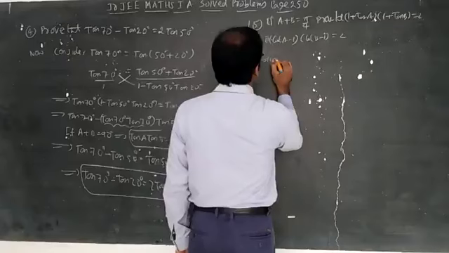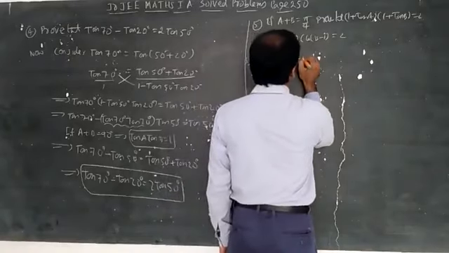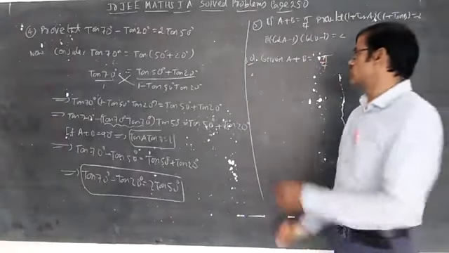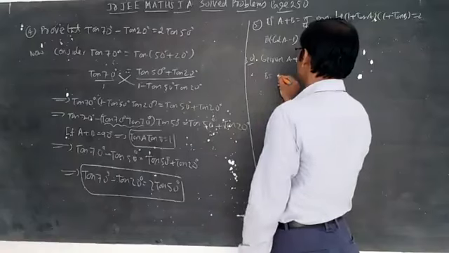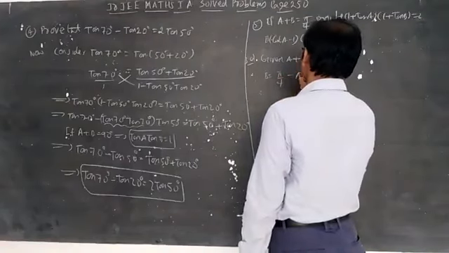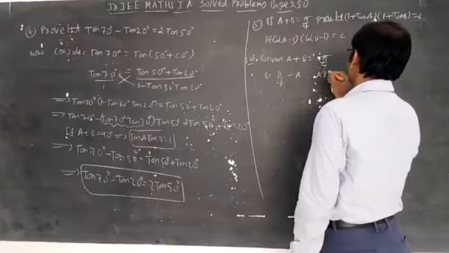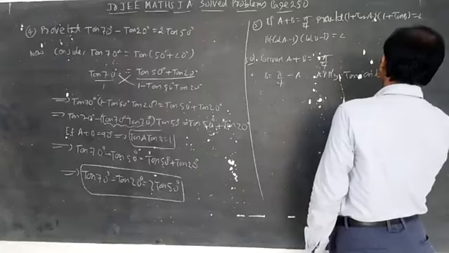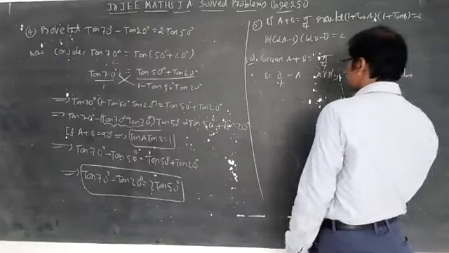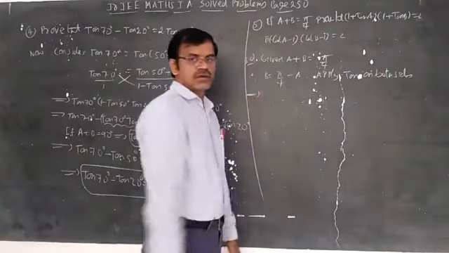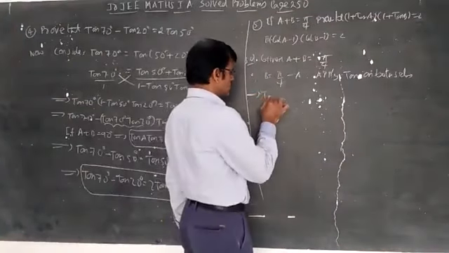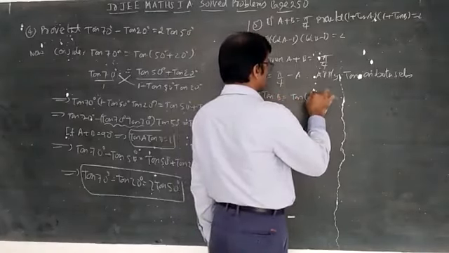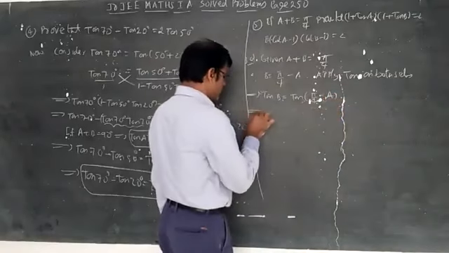Given A plus B is equal to pi by 4, so B is equal to pi by 4 minus A. Now apply tan on both sides. That implies tan B is equal to tan of pi by 4 minus A. Pi by 4 means 45 degrees.